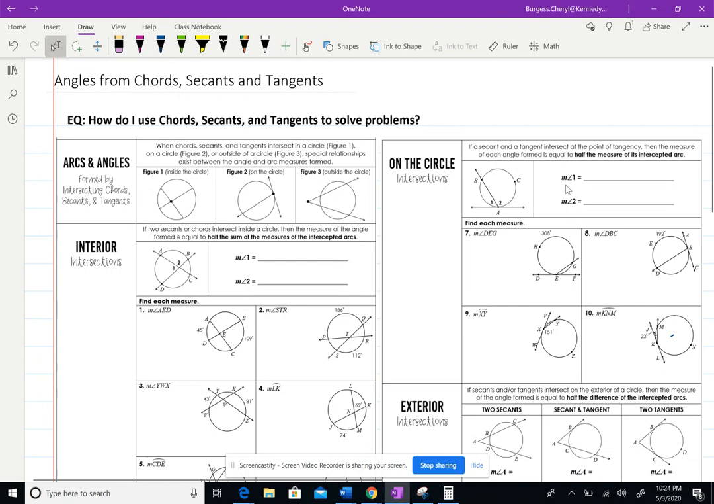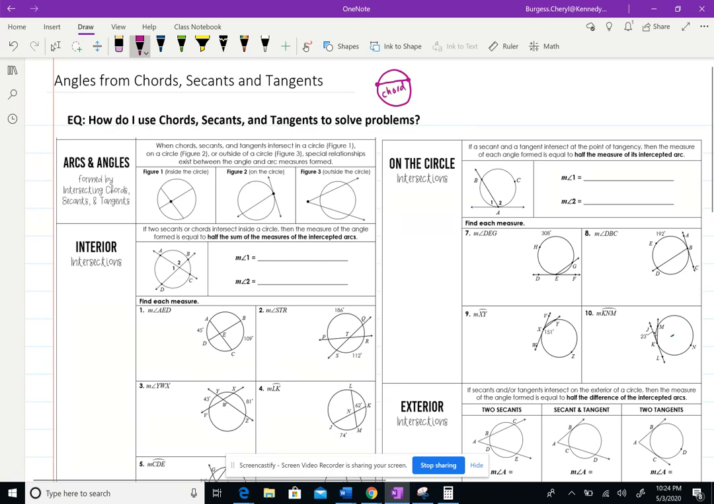Today our topic is angles from chords, secants, and tangents. So we are solving problems using chords, secants, and tangents. Quick review. A chord is a line segment with endpoints on the circle. So it looks something like this. We have a circle and a line segment with endpoints on the circle. So this is a chord.